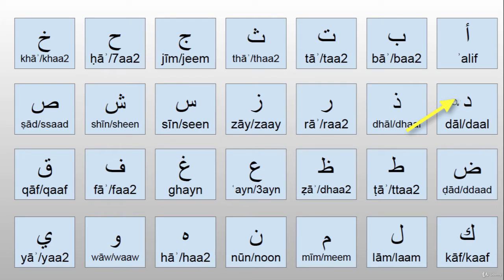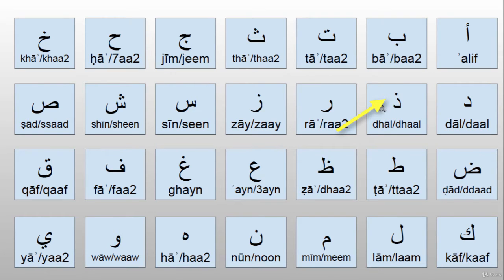Then we have the letter Dal, which is similar to the D sound in English. And we have then the letter Thal, which is similar to the sound th, as in the word the or this or those.